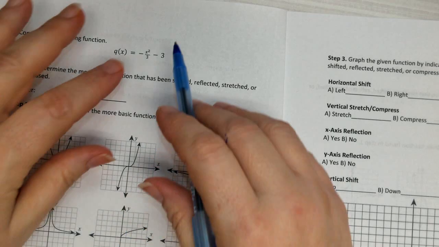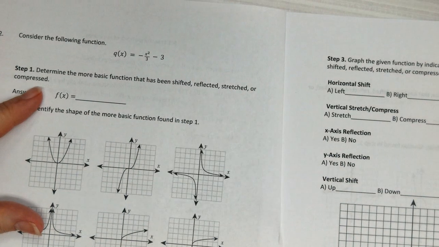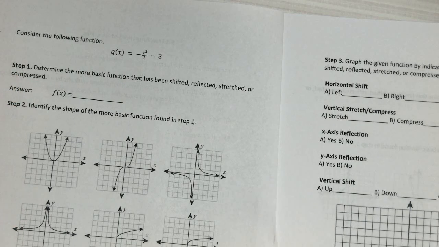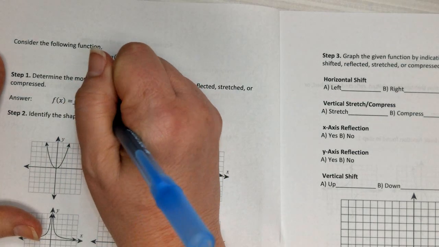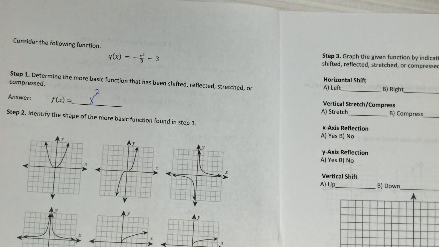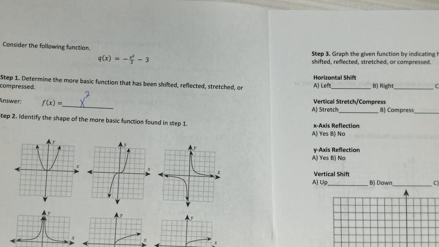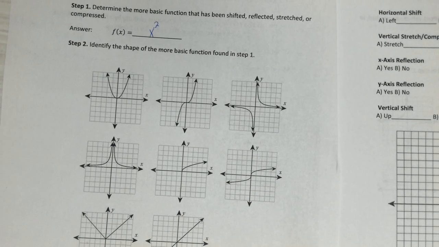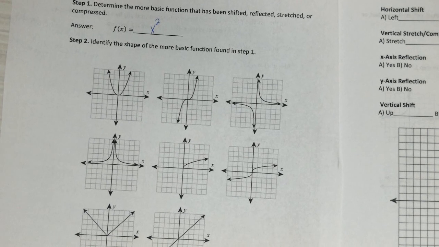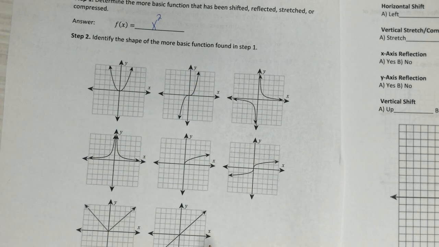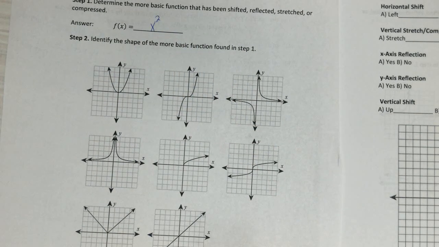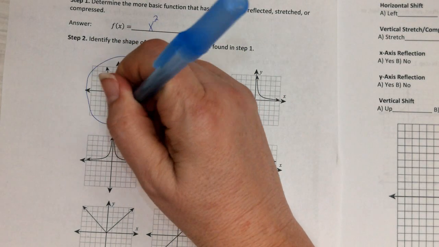So here I have a function, and it says, determine the more basic function. So in other words, what am I doing just to the x? Yes. So x squared is like my parent function or my basic function. And then what does that look like? X squared. Oh, yeah, on the graph. So it's one of these. Remember, isn't x squared a parabola? Yes. Okay, remember all these.